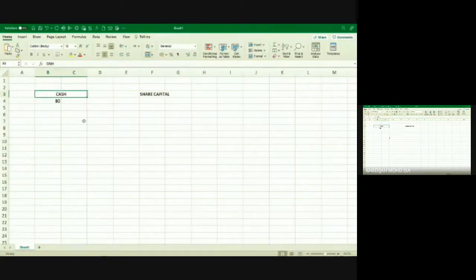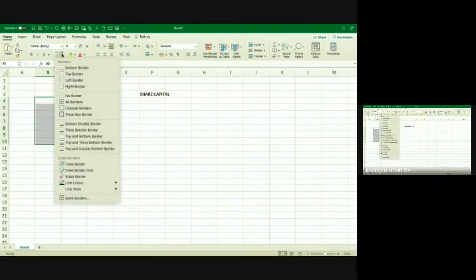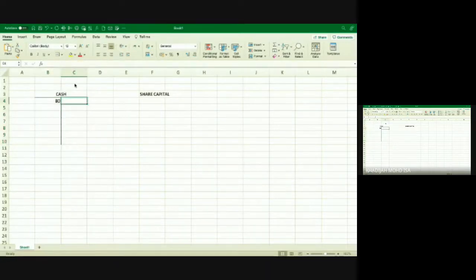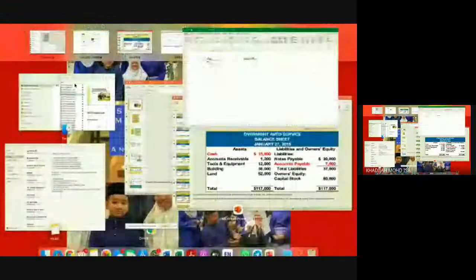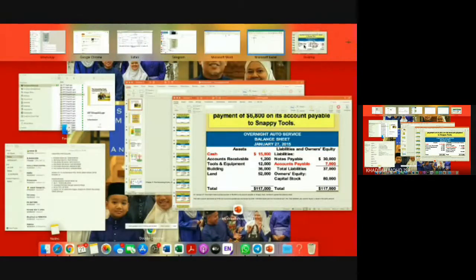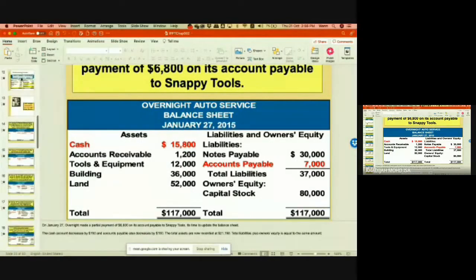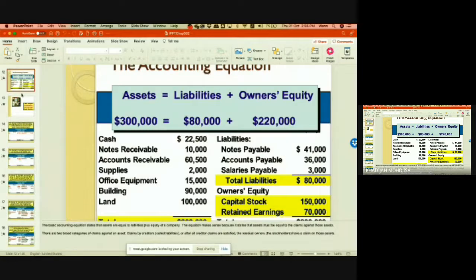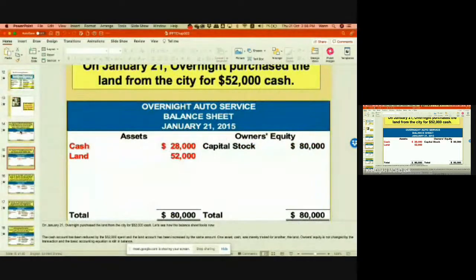Okay, let's say that this is your cash. This is what you call a T account, right? Initially I have 80,000 cash. What happened? You have 80,000 and then you buy land. So how is this represented? Remember that when you have an increase, this is your debit side.